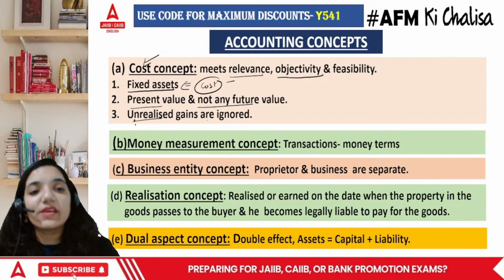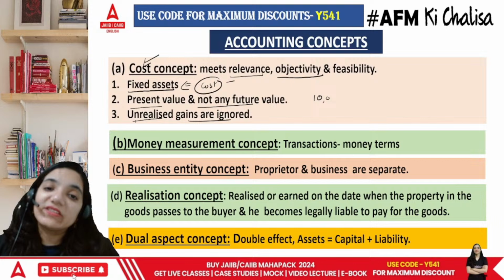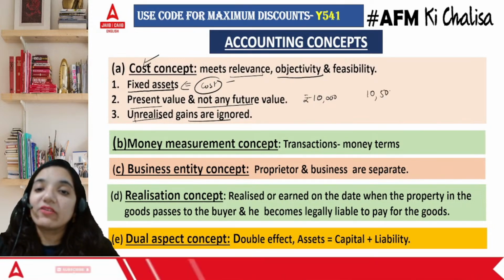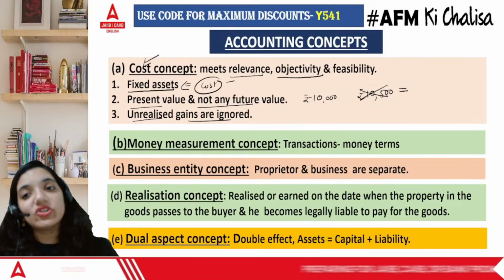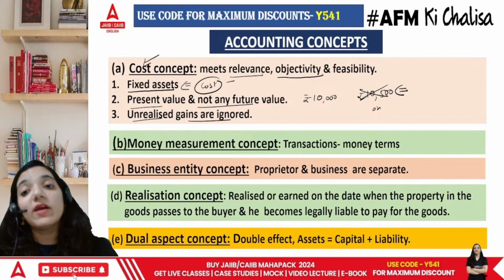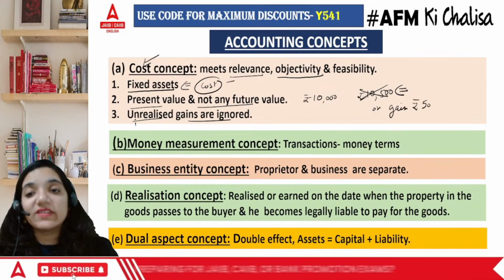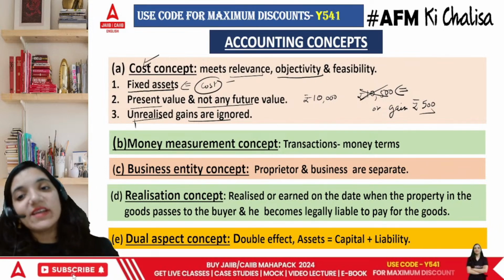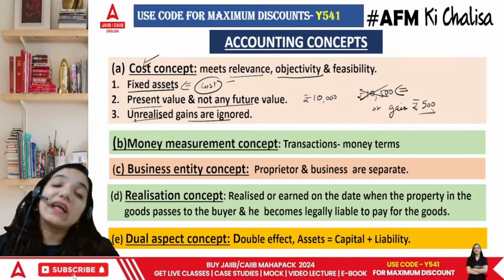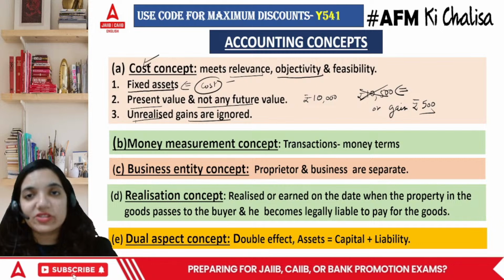Then unrealized gains are ignored. For example, I bought shares for rupees 10,000. By the end of the year, the value of these shares went up to 10,500. I am not going to record either the shares at 10,500 or the gain of 500, because this is an unrealized gain. Prudence doesn't allow us, and the cost concept doesn't allow us, to record the asset at less than the cost value, or actually other than the cost value.